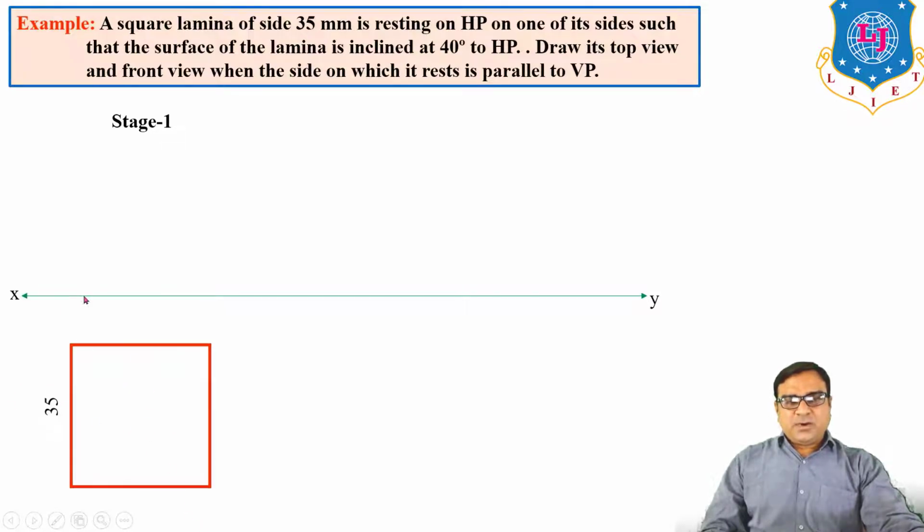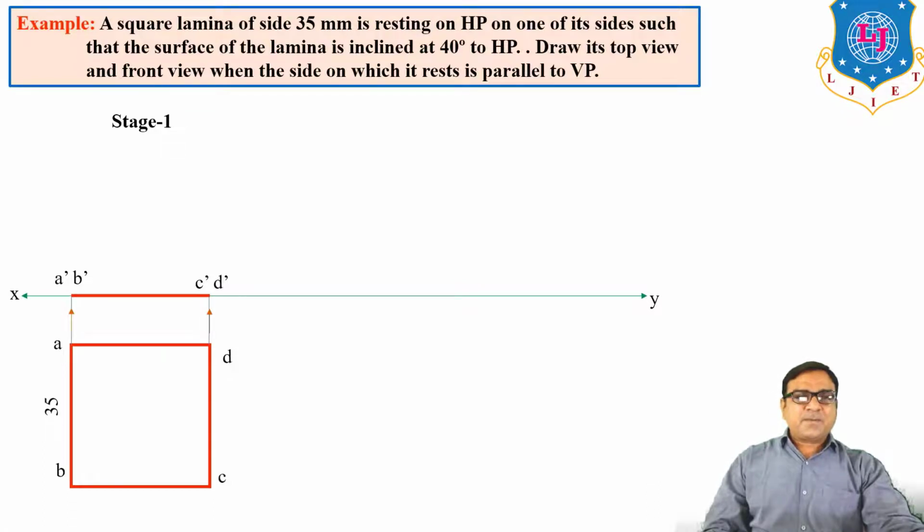Actually for the top view XY is known as vertical plane and for the front view XY is H. So ABCD is the true shape of the square. Now take the projection of the plane on vertical plane. We will get A dash, B dash, C dash, D dash, a straight horizontal line. So this is only the first stage when the surface is exactly on HP and perpendicular to vertical plane.